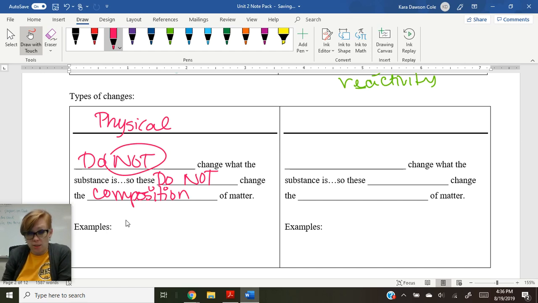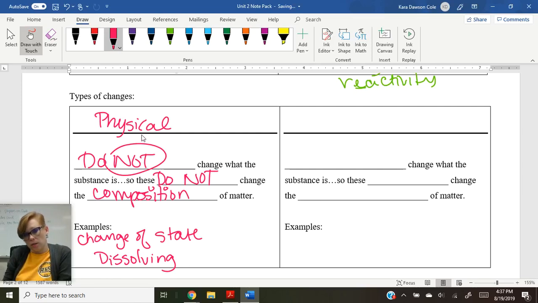It remains constant. So examples of this would be changes of state. So any type of change of state. Dissolving is also a physical change because we can get that substance that we dissolve back out of it. It doesn't change what that substance is. So change of state, these are going to be like your melting, freezing, evaporation, condensation, sublimation, that type of stuff.